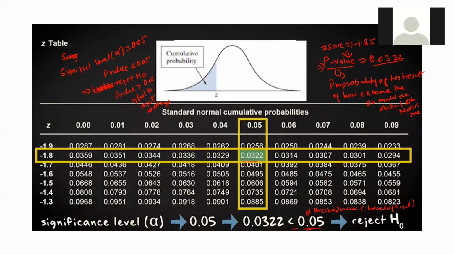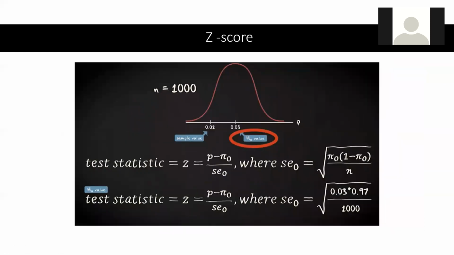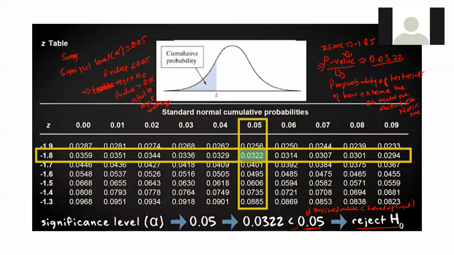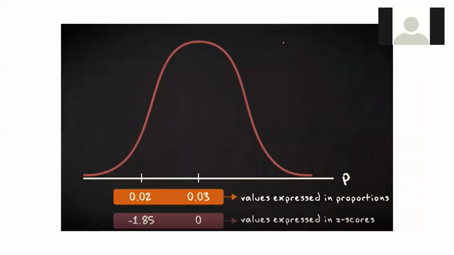So, sir, if it's less than 0.05, we don't need to do any hypothesis? No, what does reject null hypothesis mean? It means, we had two assumptions, right? Your null hypothesis is equal to 0.03. The alternative hypothesis is not equal to 0.03. So you reject your null hypothesis here. That means you accept your alternative hypothesis.